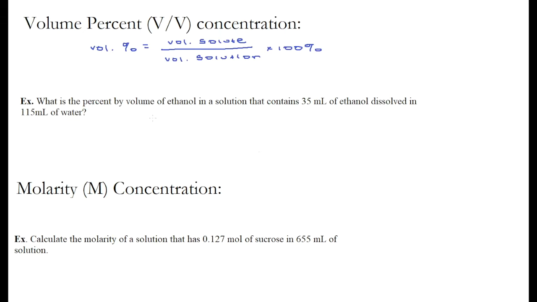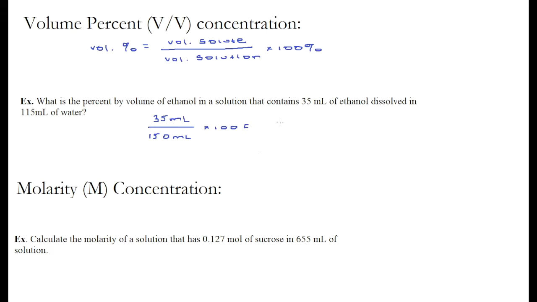This says, what is the percent by volume of ethanol in a solution that contains 35 mL of ethanol? That is my solute, so I'm going to put 35 mL on top. And 115 mL of water. Well, water is my solvent, so I'm going to take my solute volume, 35, and add that to my solvent volume, which is 115, and that gives me 150 milliliters. I'm going to multiply this by 100, and I can get my answer.